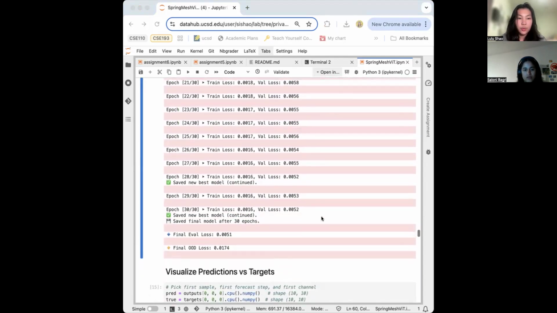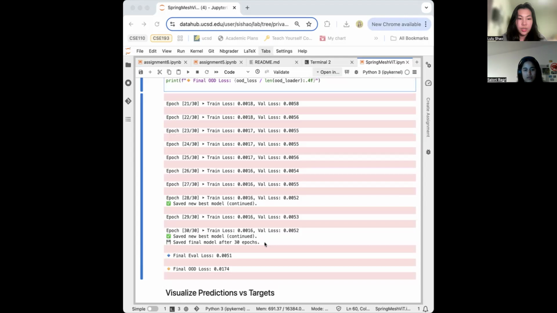In the end, with training 30 epochs, we were able to achieve the best train loss and val loss shown here, and the final eval loss of 0.0051 and final OOD loss of 0.0174.